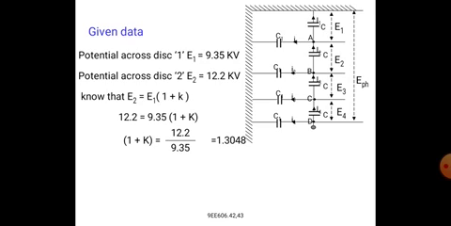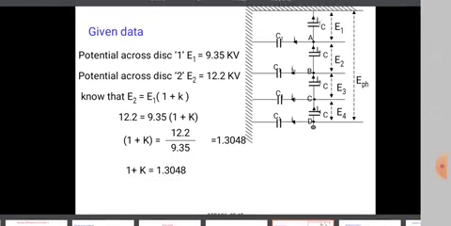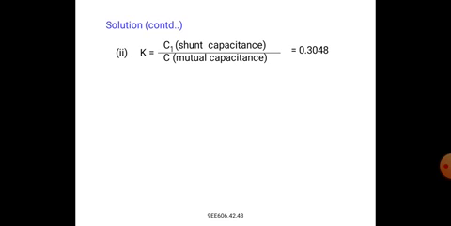So 1 plus K is equal to 1.3048, that is K is equal to 0.3048, and K equals 1 by M, that is mutual capacitance C1 by C. Similarly E3 is equal to E1 into (1 plus 3K plus K square).